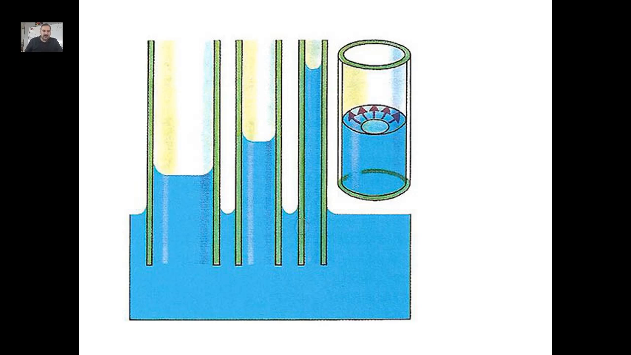All right, it's not letting me draw on this. But basically what I want y'all to know from here is the smaller the vessels, the higher the water is going to go. And what do we call this?